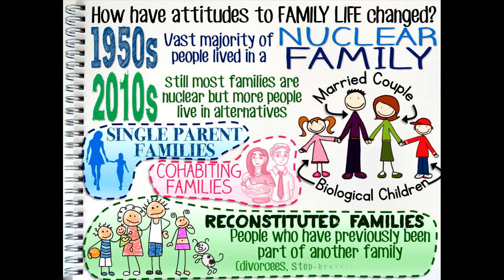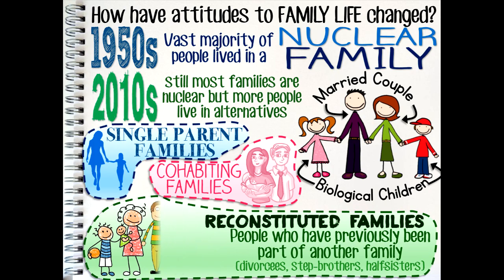This can refer to any family situation where people live together who have previously been part of other family units. For example, divorcees or people who are remarried, stepbrothers, half-sisters, etc. As the rates of divorce and remarriage have increased, reconstituted families are becoming increasingly common.